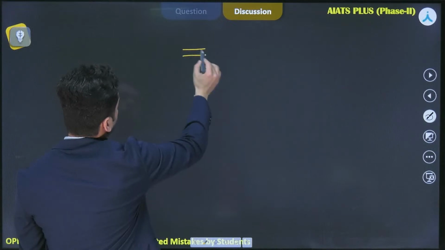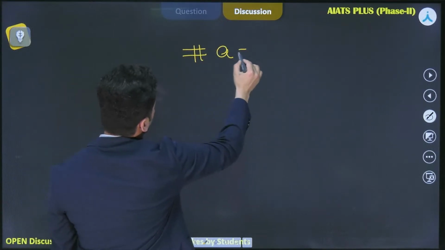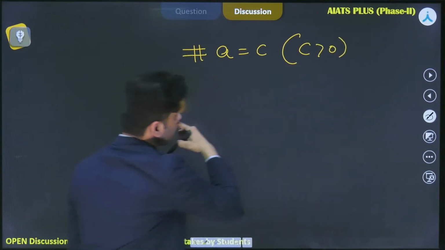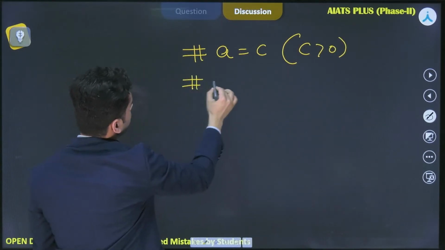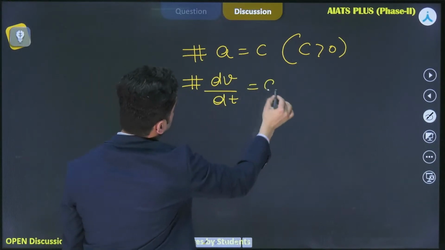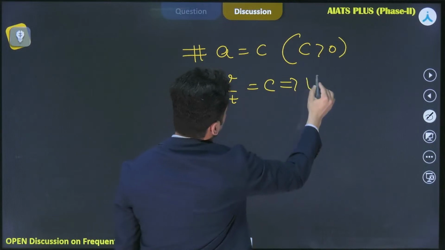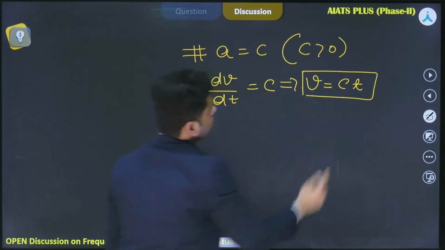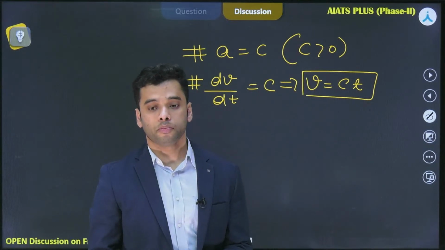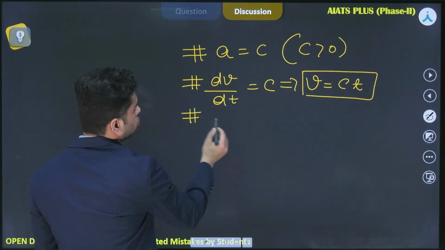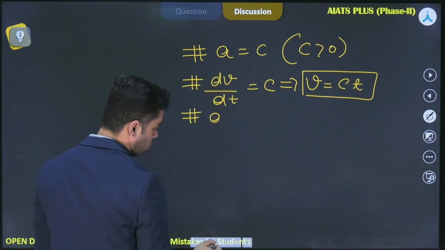The problem was asking us to use that acceleration was positive. Here, acceleration is equal to a constant, which is greater than 0, right? Now, acceleration is given as dv over dt, and it is given to you as constant. So if I integrate this, v will become equal to ct. So v is equal to ct.